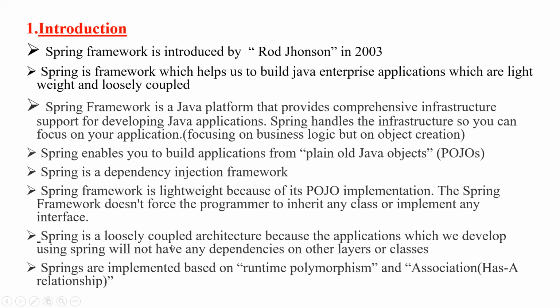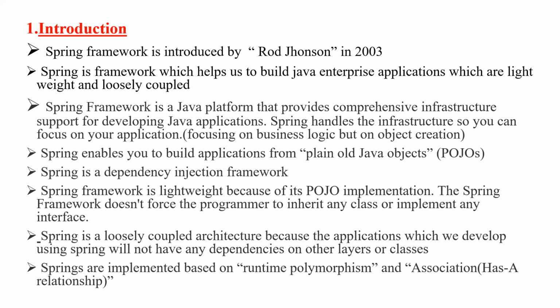Spring is a loosely coupled architecture because the applications we develop using Spring will not have any dependencies on other layers or classes. I've told you, if there are many layers, you eliminate the dependency between each and every layer. That's why it has become a loosely coupled architecture. Spring is implemented based on runtime polymorphism and association. Everything I have told you, lightweight and loosely coupled, is implemented using these two things: runtime polymorphism and the has-a relationship.